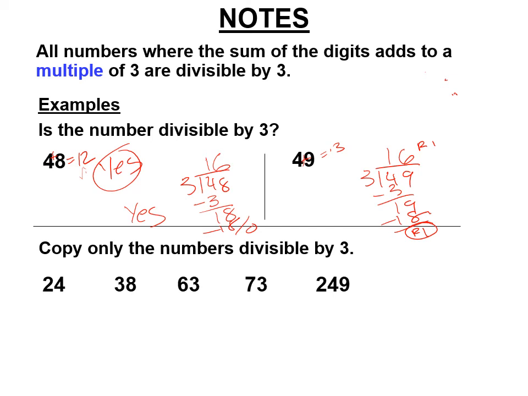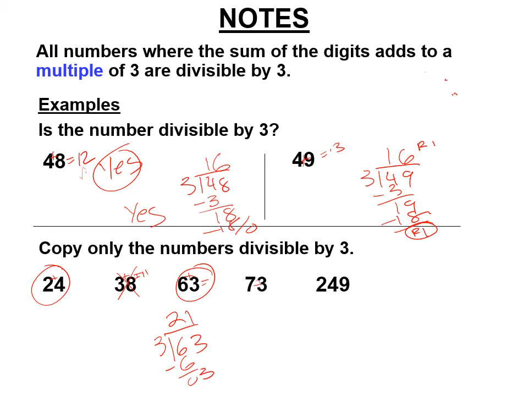So which ones of these are divisible by 3? Well, 24 is, because we hopefully have memorized 3 times 8 is 24, but you can see 2 plus 4 is 6. 38 is not, because that adds up to 11. 11 is not on the 3 times table. 63 is. Yeah, that is divisible by 3. You can see that one pretty easily. 3 goes into 6 twice, and then 3 goes in 21 times.